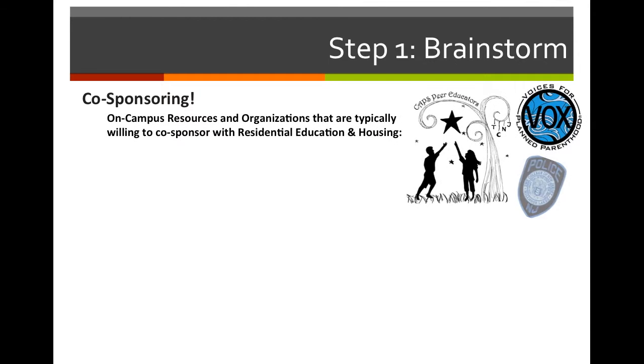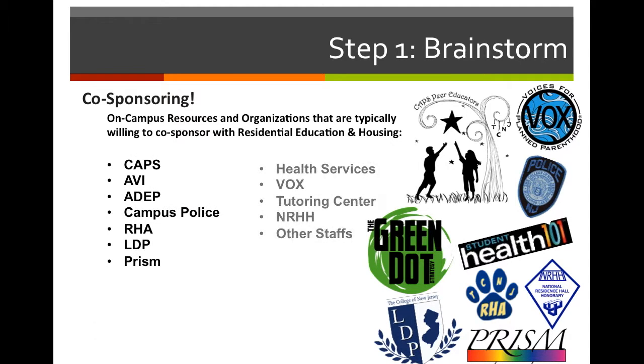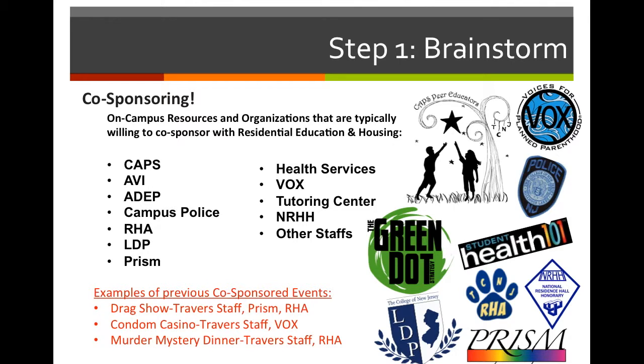Okay, now the last things to consider when brainstorming a program are any possible ways to co-sponsor it. Reaching out to on-campus resources and organizations is a great way to get helpful and engaging information for your residents. Some possible resources to use are CAPS, OVI, ADEP, Campus Police, RHA, LGP, PRISM, Health Services, VOX, Tutoring Center, NRHH, and other staffs.